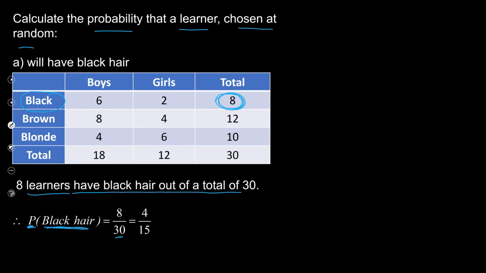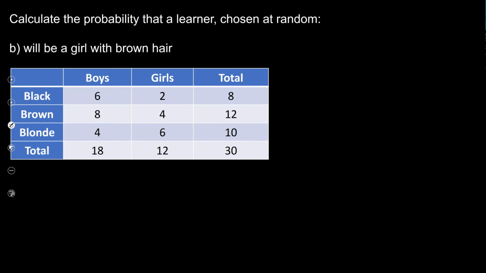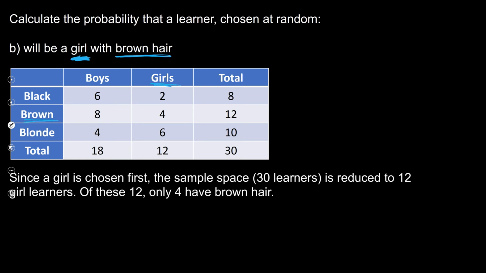Good. Let's look at our next question. Our next question was, calculate the probability that a learner chosen at random also will be a girl with brown hair. So will be a girl, but with brown hair. Let's look at that. Since a girl is chosen first, the sample space of 30 learners is reduced to 12 because now we only want to choose a girl.